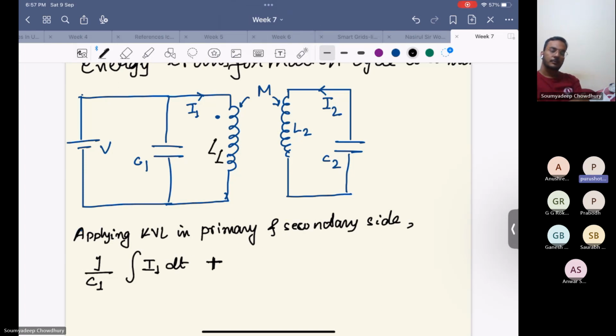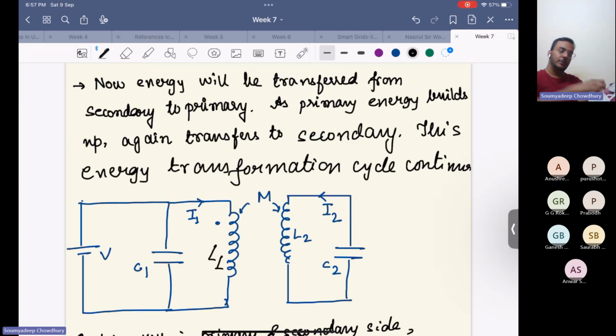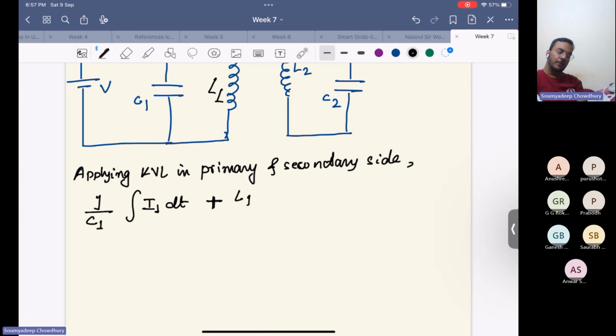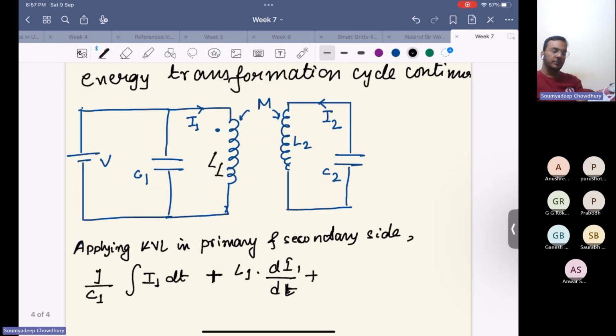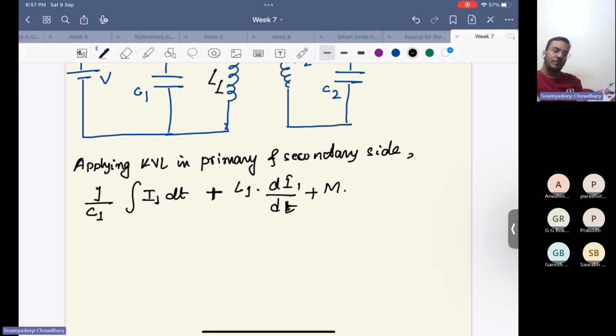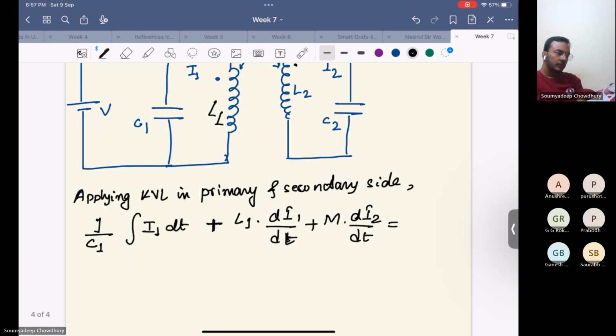Sir, it is L1 into di1 by dt. What is the voltage across the inductor? It is L di by dt. So it will be L1 into di1 by dt, correct? Plus another term will come, which is due to the mutual inductance. This M you can see, right? This is the mutual inductance between the primary and the secondary winding. So the voltage due to mutual inductance is M into the opposite current, that is di2 by dt. So this is equal to V1.